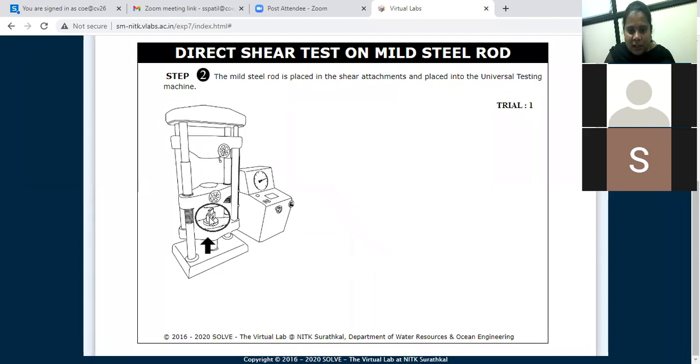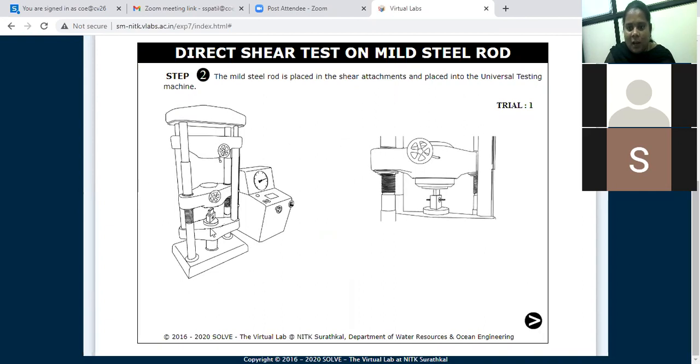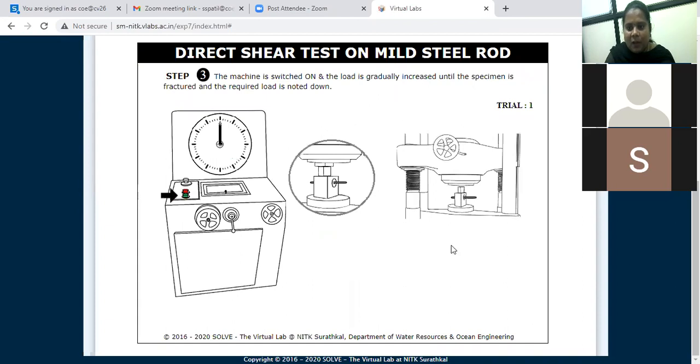Here the shear assembly is given. In that we have to adjust our rod. So you have to click on this shear assembly. This is the shear assembly and here the metallic rod is fixed. After fixing, you have to click on that arrow. Now see here, this shear assembly is fixed in between the middle and lower crosshead.